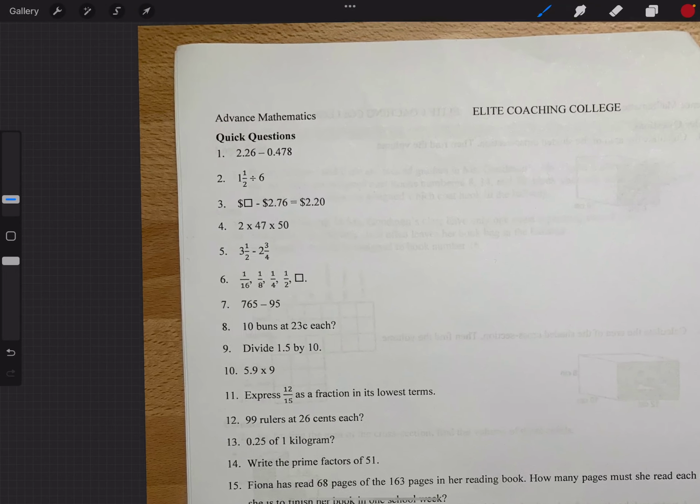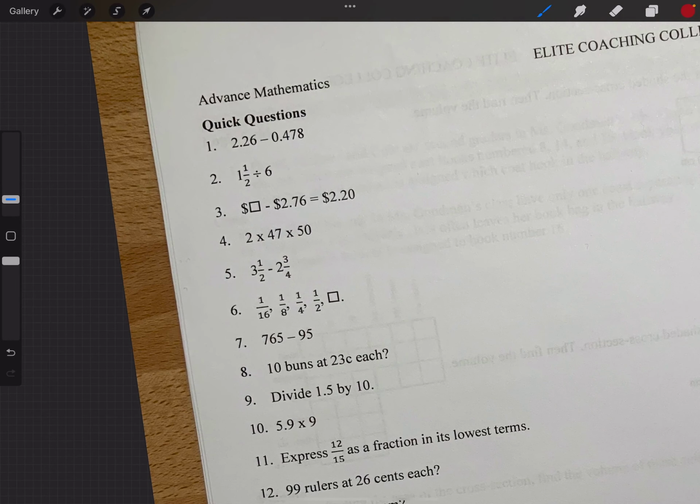Now we're doing this question. The first one, you can do this as 2.26 minus 0.478. The top one only has two numbers after the decimal place, so for the third one, just put a 0 there and you can minus it.